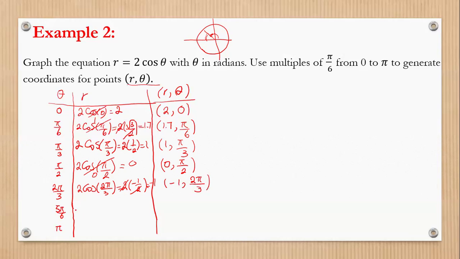5 pi over 6. The cosine of 5 pi over 6 should be the same as the cosine of pi over 6, because pi over 6 is its reference angle. And the cosine of pi over 6 is root 3 over 2, but since it's in the second quadrant, the cosine should be negative, so the answer is negative root 3 over 2. Or you can use a calculator if it's easier for you. And negative root 3 is negative 1.7.